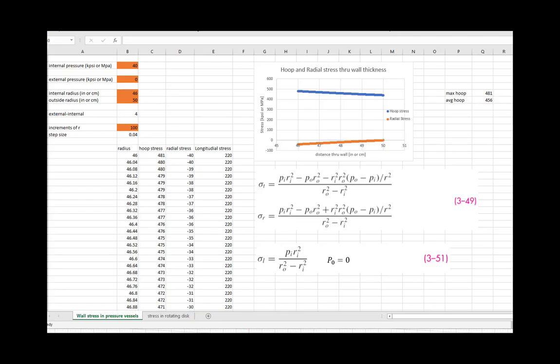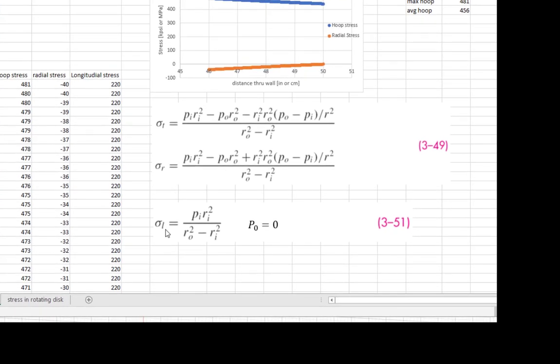I show here an example of an Excel spreadsheet that I use to calculate the tangential, the radial, and the longitudinal stresses in a cylindrical pressure vessel. And these are only in the wall of the cylindrical pressure vessel, not in the end caps. So I have a tangential or hoop stress, a radial stress, and a longitudinal stress. And these equations, 3-49, are indifferent to the wall thickness. They work perfectly fine for a thin-walled pressure vessel, so you don't have to write two different sets of equations.